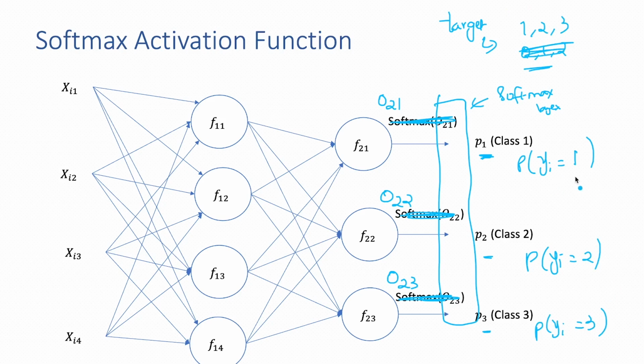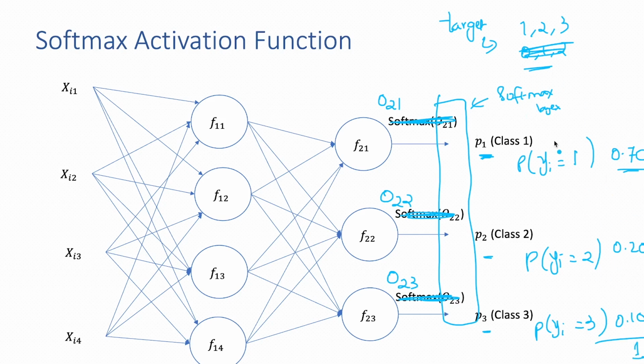Now all of these individual probabilities are completely relative to each other. Hypothetically, if this probability is 0.70, this could be 0.20 and this could be 0.10. When you sum up all of these probabilities, it will be equal to 1. That's what relative means here.